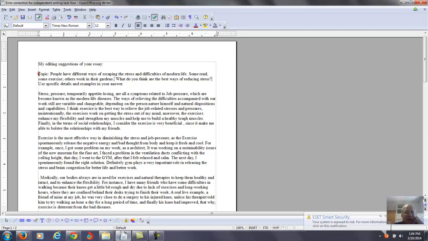Now let's take a look at the question first. It says people have different ways of escaping the stress and difficulties of modern life. Some read, some exercise, others work in the garden. What do you think are the best ways of reducing stress? Use specific details and examples in your answer. Now, here is where I will make all my suggestions.